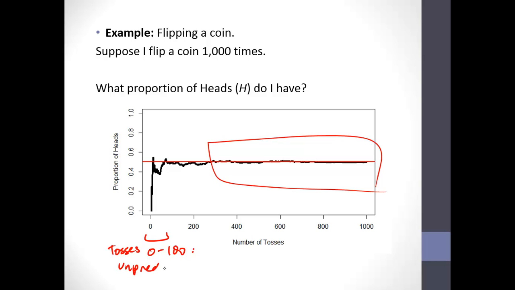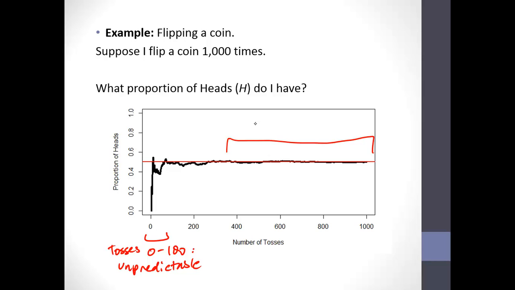It's unpredictable. We don't know exactly what proportion of heads we're going to have in those early sections of tosses. But once we get out here to tosses 400 to 800, 400 to 1,000, well, there we have a very predictable thing, right? We knew that coins should give us heads about 50% of the time, and so if we do that 1,000 times out here, at the end, this is very predictable.